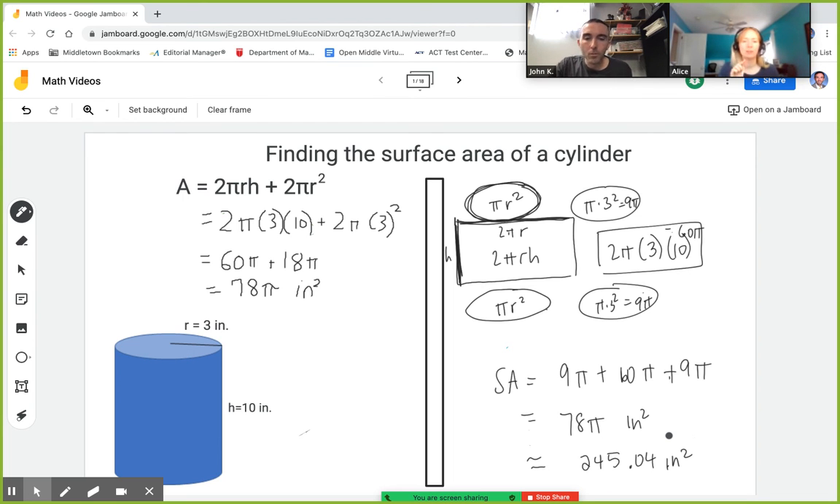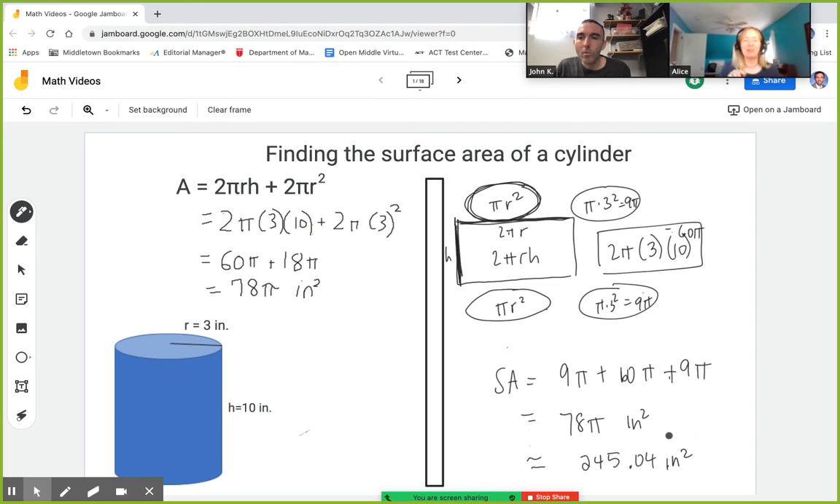Okay, great. And the nice thing about this approach is that it reinforces other parts of geometry that students have already learned. Like, it reinforces the area of a circle is pi r squared. It reinforces the circumference of a circle. When I was learning this, I remember someone trying to tell me how the curved part was a rectangle, and I was like, doesn't look like a rectangle to me.